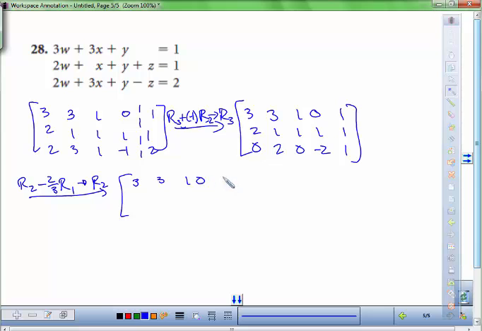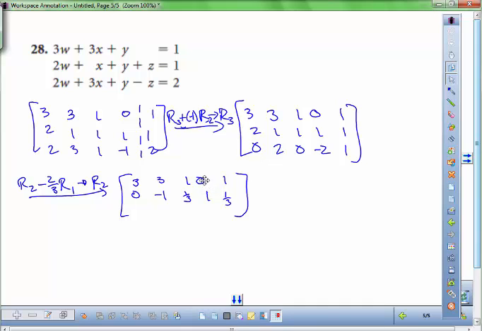3, 3, 1, 0, 1 for the first row. The second row is going to change now. If nothing else, I know the first one's going to be 0. This would be -2. -2 plus 1 is -1. This will be -2/3. -2/3 plus that is +1/3. Start those fractions going. This is going to be 1. And -2/3 plus 1 is 1/3 again, right? Oh yeah, it's going to get real with this fraction.